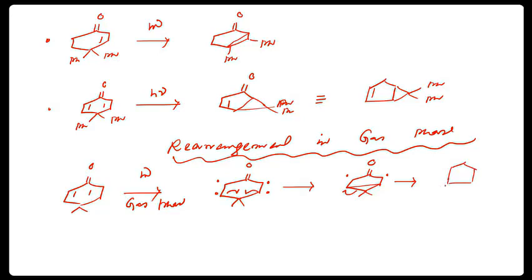Now here we have one dot, and here we have another dot, and they will make a bond. Double bond. So simply, if this is given, what is the rearranged product after treatment with light in gas phase? We will do this.